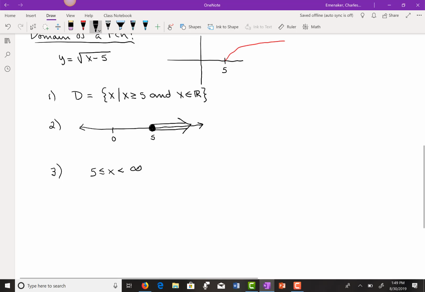Does that make sense? Another way to write this, geez, Chuck, how many ways are there? Well, we're running out here. We could go from 5 to infinity. Can you ever get to infinity? No.